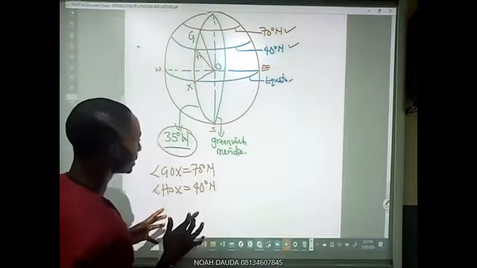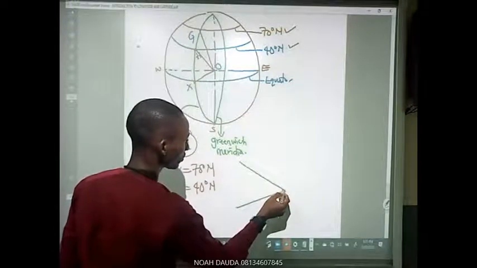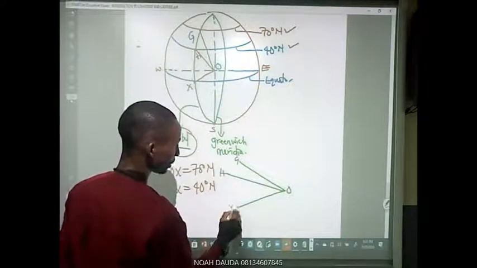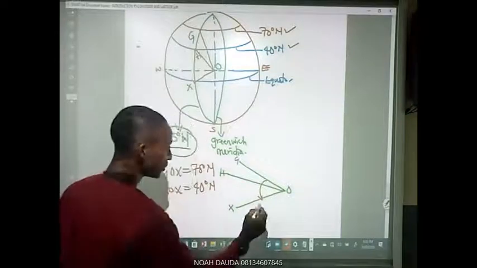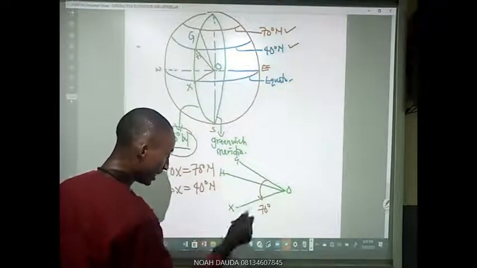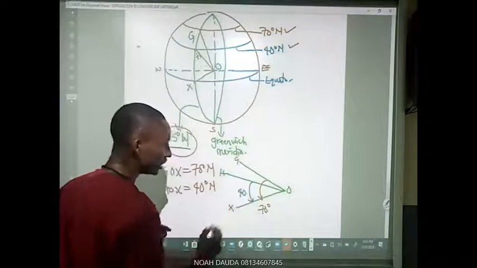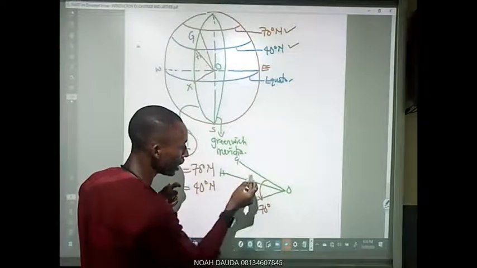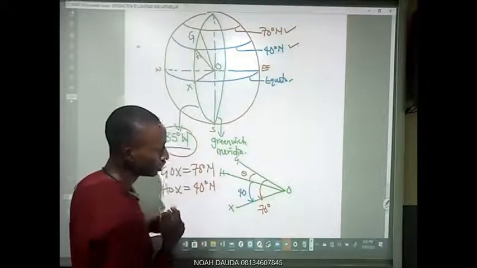Now, when you look at this, let me just summarize this out. I have an angle of this nature. Here to be G, here to be O, here to be H, and here to be X. And I know that the angle from here to here is 70 degree. And I also understand the fact that the angle from here, H to X, is 40 degree. And my mission, as far as this diagram is concerned, is to determine my angle GOX, which is this angle, theta.